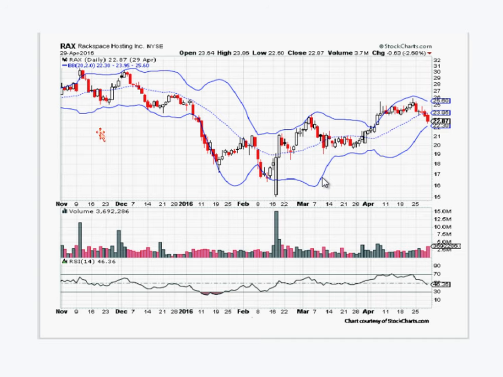This is a case of Rackspace Hosting. In this case, it's not as consistent as AT&T was, but you can see that if you follow this, it marks the general range of support fairly accurately, with an exception here in February where there was a big dip below support. But generally speaking, this tracks support very closely, especially for November, December, and January, and then picks it up again in mid-March and takes it through the end of April.